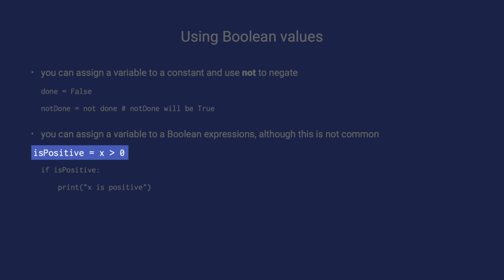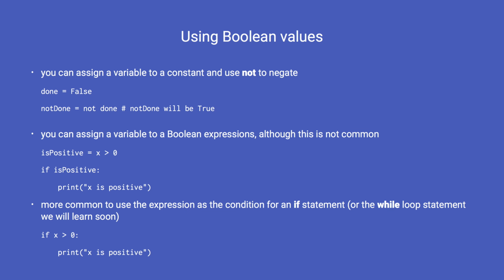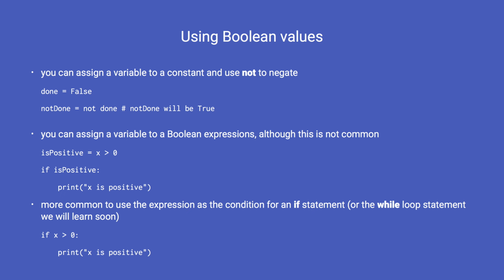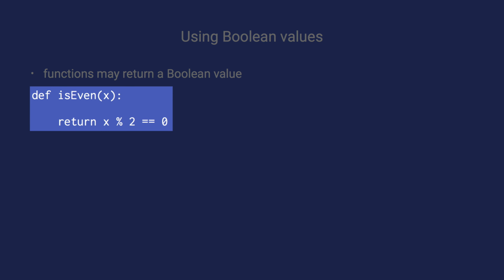Occasionally you will assign a variable to hold the result of a boolean expression, and then use it later, but it is much more common to use the boolean expression immediately as the condition for an if statement or a while loop. We will learn about while loops soon. Functions may return a boolean value. Here is a function that takes an integer as a parameter and returns a boolean value.